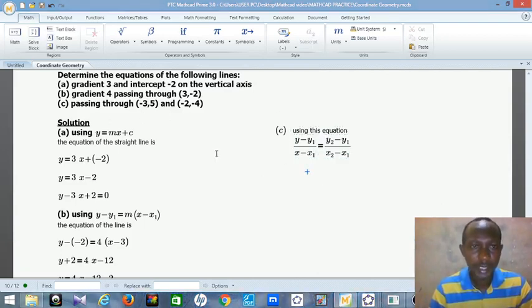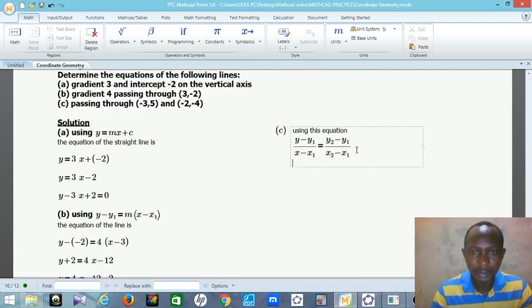See, if you look at number 3, gradient is not given, y-intercept is not given, they just give you 2 points and they want you to find the equation of the line. So use this formula, you get your answer fast and you move on. So without wasting time now, what are we going to do? So y, you leave it there.